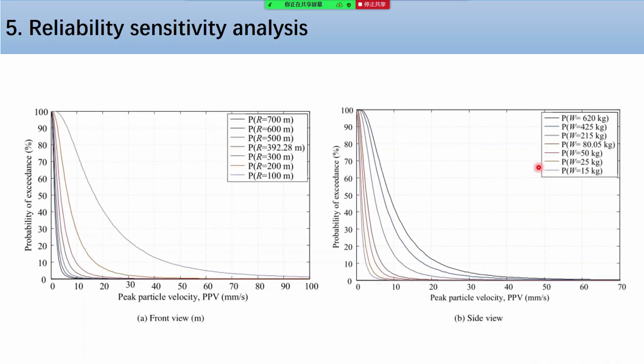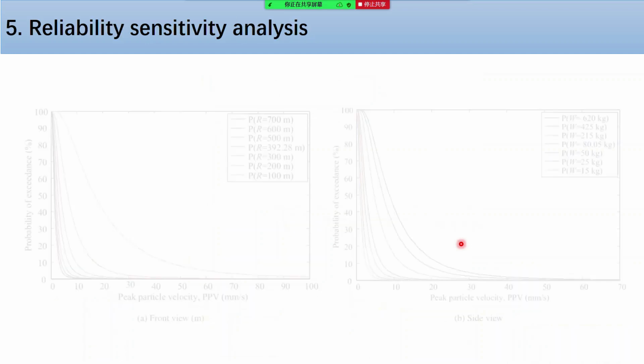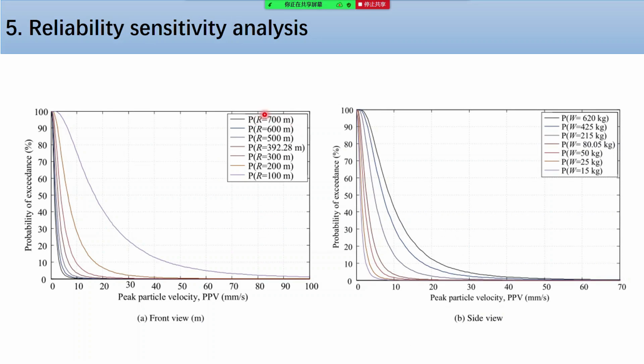For the next step, the graph that I just showed you corresponds to certain probabilistic characteristics of random variables. For instance, certain mean, certain standard deviation. What I'm going to do is to change the mean of variables and again repeat the whole analysis and develop the whole exceedance probability in the whole PPV region in order to do something called reliability sensitivity. So you can see the results here. For instance, by changing the mean of R, I got different exceedance probability curves showing me the PPV versus the exceedance probability for different values of the mean of R.